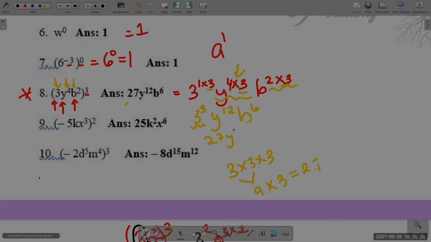y to the 12th power, b to the 6th power.